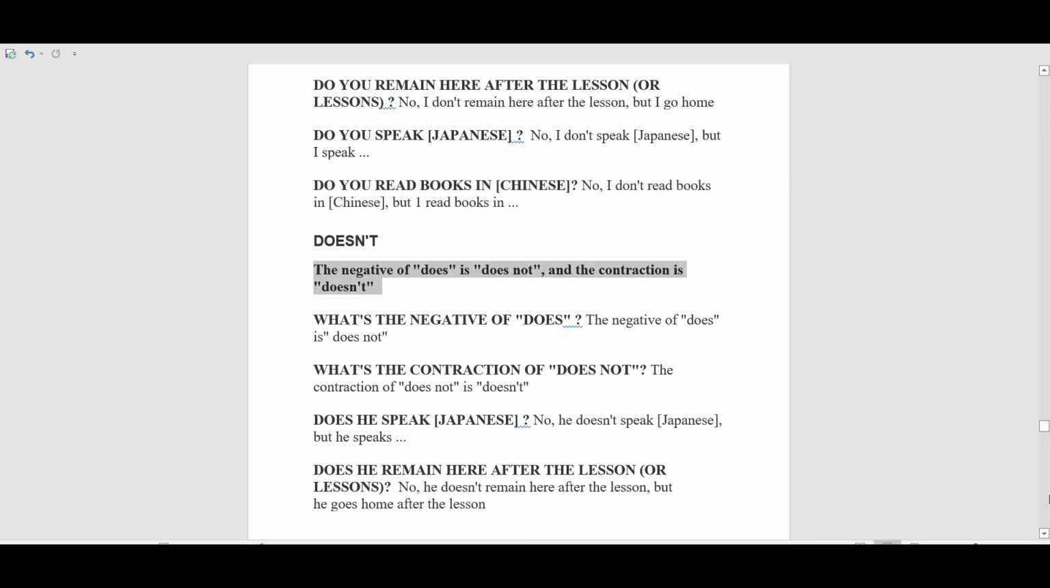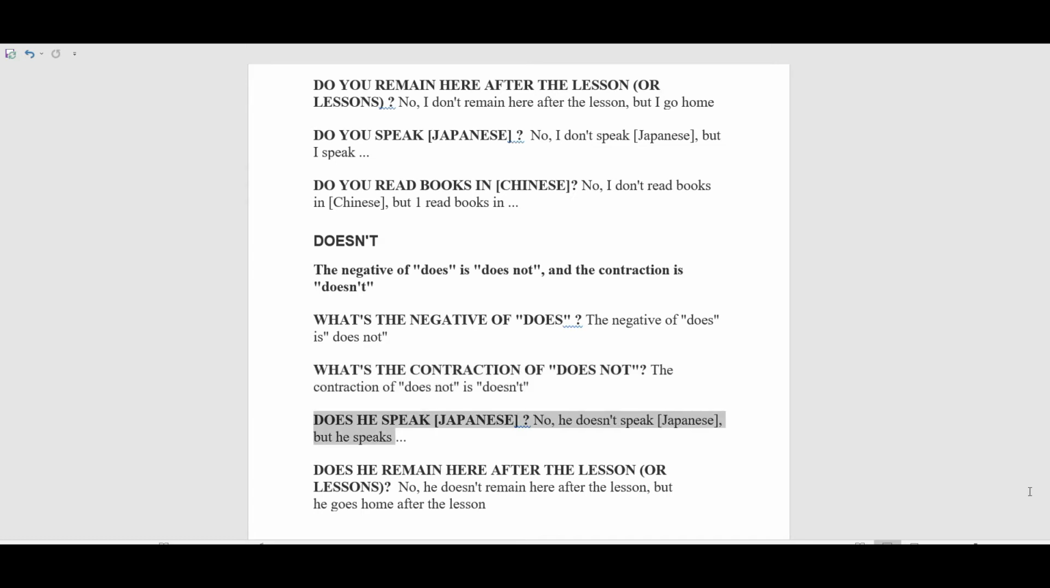Doesn't. The negative of does is does not. The contraction is doesn't. What's the negative of does? The negative of does is does not. What's the contraction of does not? The contraction of does not is doesn't.